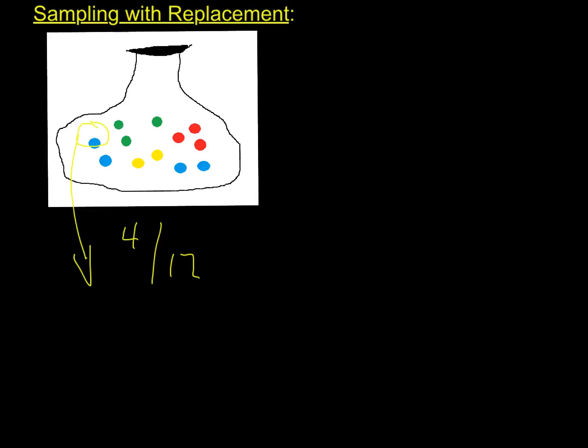So if I were to pick another marble with replacement, I would have to return this first blue marble back into the bag, and then I could pick another one. And that, in a nutshell, is sampling with replacement.